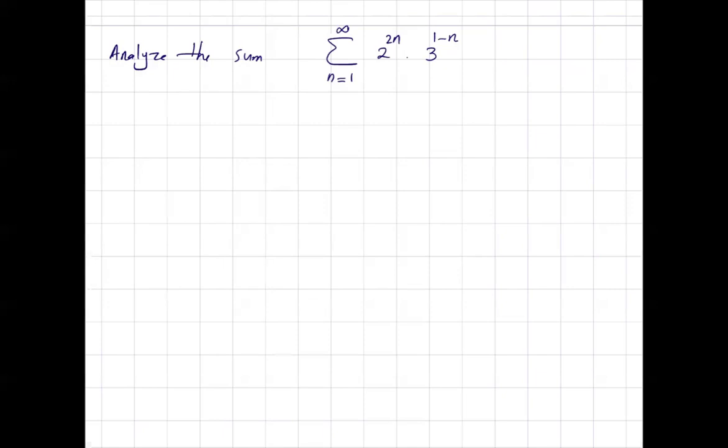We have the following sum or series and we want to analyze this. If I can use geometric series, then find R, then I can easily compare it with a geometric series. I have all the missing pieces.